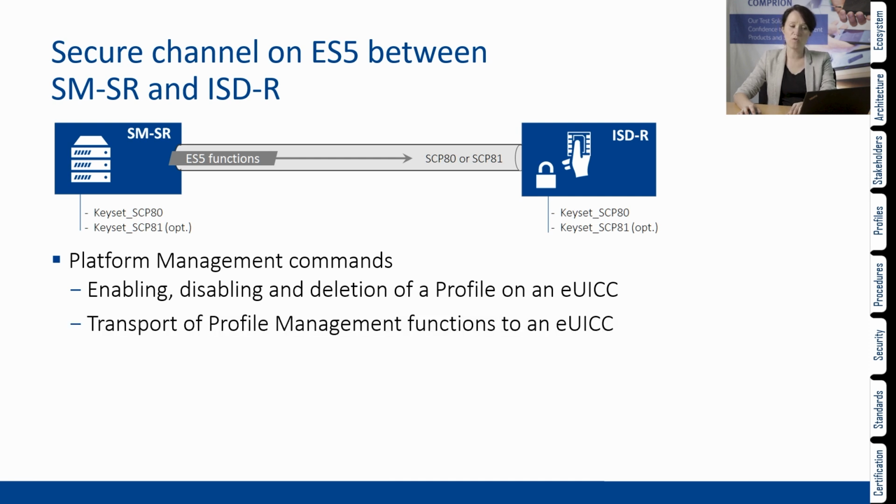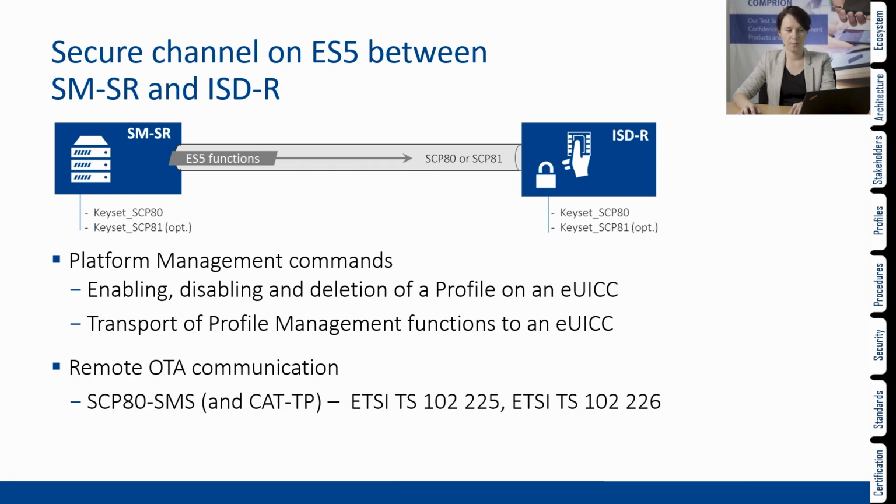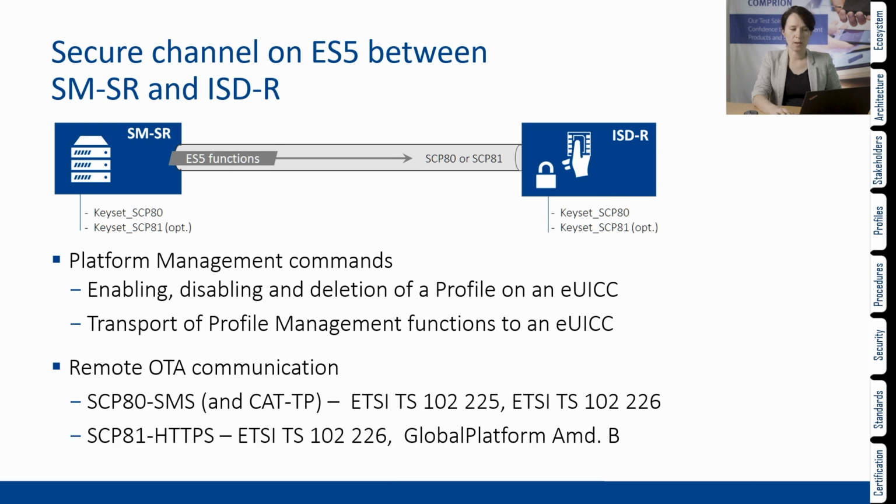It's used to transport the profile management functions to the EUICC. And it's used for the remote OTA communication, SCP-80 SMS, or CAT-TP as defined in the specifications, but CAT-TP is not used in the real world. It's defined in ETSI TS 102.225, and in ETSI TS 102.226. So SCP-81 or HTTPS is defined in 102.226 and Global Platform Amendment B.